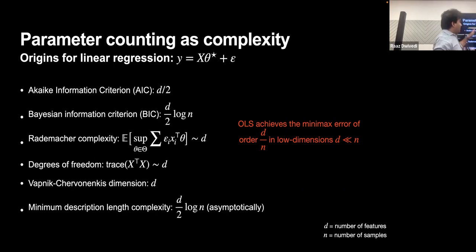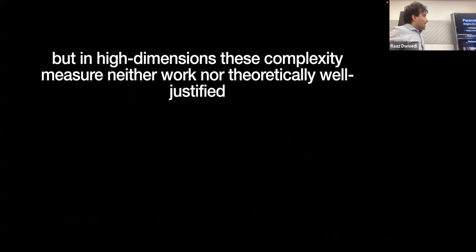And the other reason why people like this complexity measure is because we know that OLS is a good estimator in low dimension. It achieves the minimax risk of order D over N. So it kind of makes sense to use that complexity measure. But what about high dimensions? Should we still continue using this default?